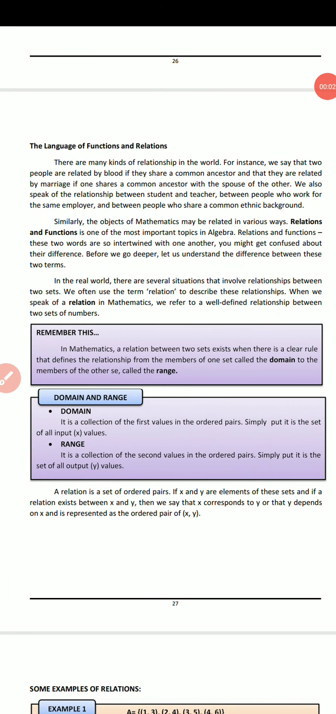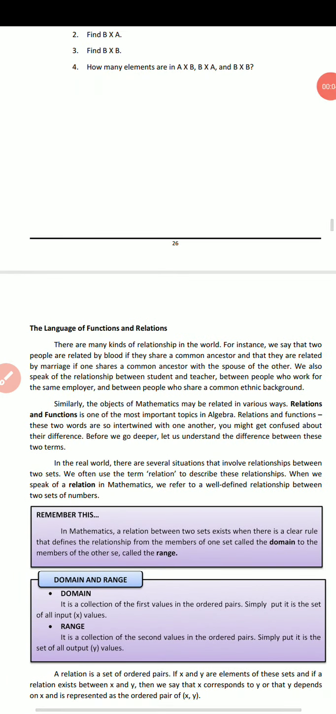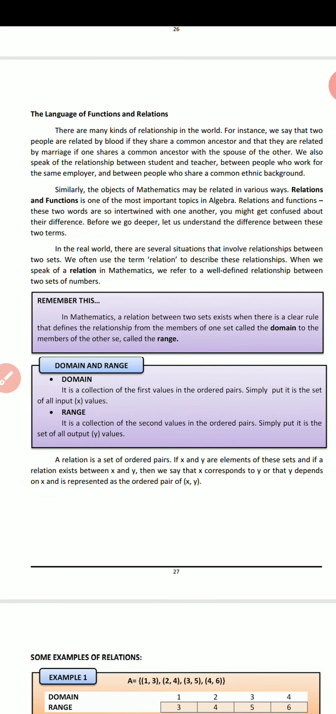Okay, so we are done with the sets, all about sets. And in the latest video that I have sent you, you have heard about the domain and range. So ano ba yung domain and range? So dito natin matatakay yun sa the language of functions and relations.